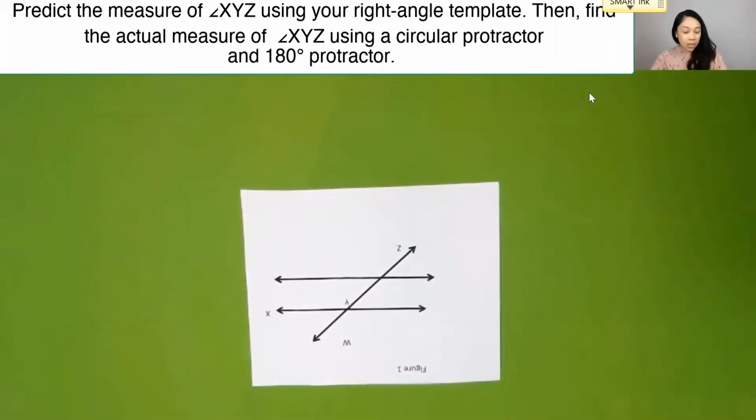Now I'm going to be using my right angle template, and we're going to predict the measurement of this angle. When we place our right angle template down, we want to make sure that its vertex is aligned with the vertex of the angle that we want to measure. We also want to make sure that one side of the right angle template also lines up with one of the sides of the angle, like this.